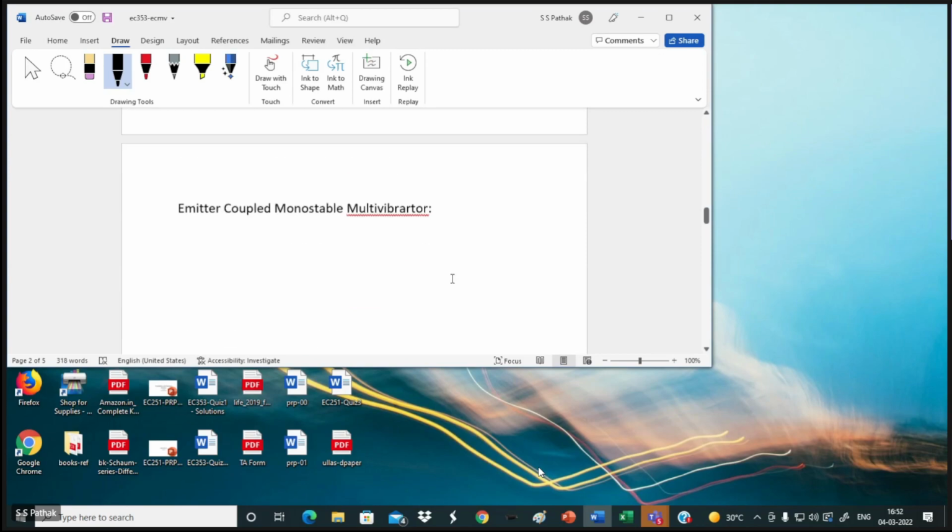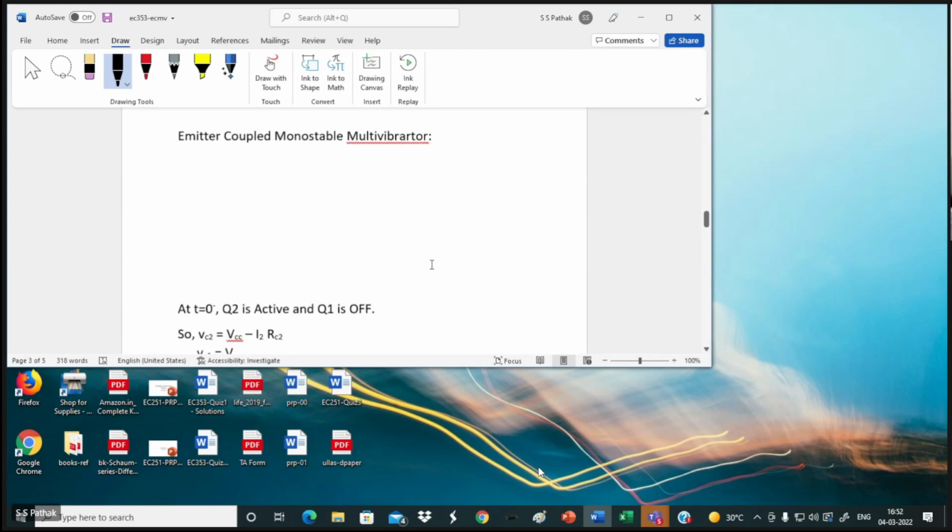Coming to the monostable multivibrator. For the monostable multivibrator, it is like that. Let's see. Here is my base. Base is kept open. Here is my resistance. Emitter is coming here. Here is another base.